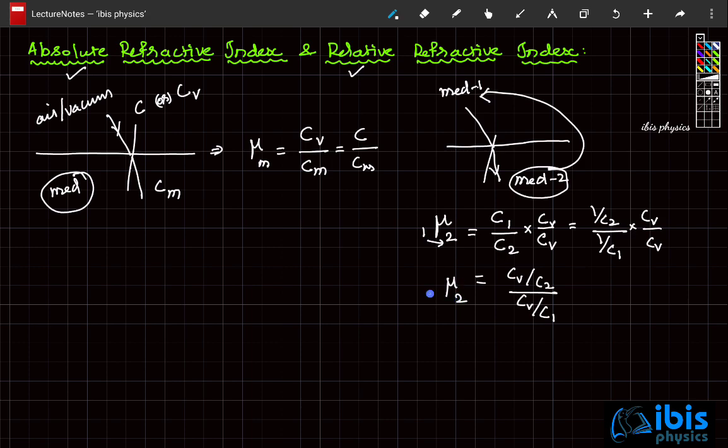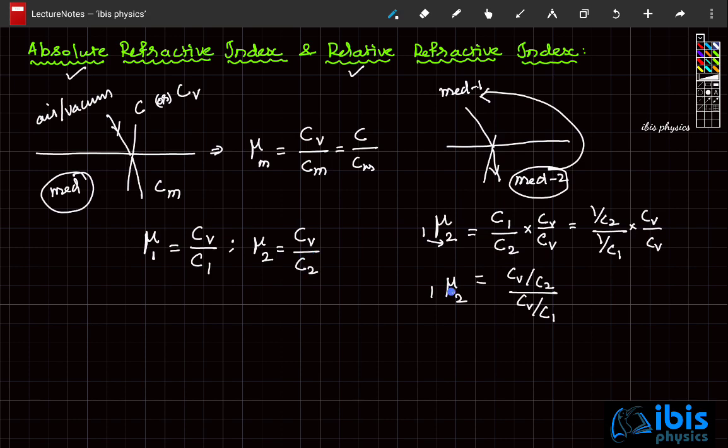So the refractive index of the second medium with respect to the first medium is CV by C2 divided by CV by C1. But look here, the refractive index of a medium is the velocity of light in vacuum by the velocity of light in the medium. Suppose I have medium 1. What is the refractive index of medium 1? Velocity of light in vacuum by velocity of light in medium 1. So this is the absolute refractive index of medium 1, defined with respect to vacuum. What is the absolute refractive index of medium 2? It is the velocity of light in vacuum by the velocity of light in medium 2.